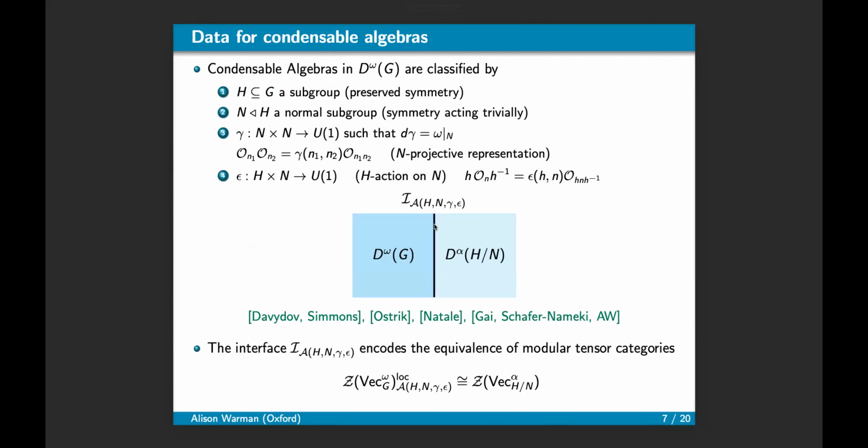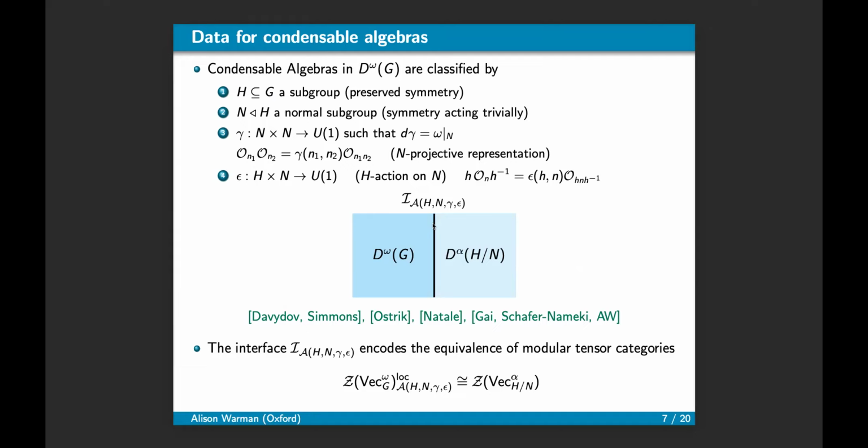Now, how are the condensable algebras in these group theoretical Drinfeld centers characterized? So this is the full algebra classification. They're labeled by a subgroup H, which physically corresponds to the preserved symmetry. Then a normal subgroup N of H, which is basically the symmetry that acts trivially. And that's why the reduced TO is the quantum double of H mod N. So we basically spontaneously break G to H, and then we quotient by N, which is the symmetry acting trivially.